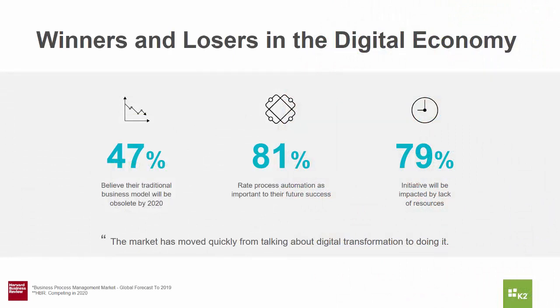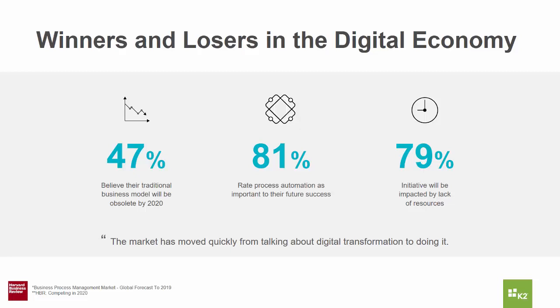One of the reasons why automation and innovation is so important is because we know that there'll be winners and losers in this digital economy. Recently Harvard Business Review did a study and found that 47% believe that their business model will be obsolete in the near future. But when you translate that into what it means, the rate of process automation is important to their business. Over 80% feel that automation plays a key role in the future of their success.